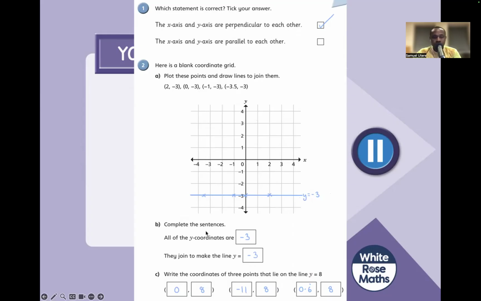And then next we're asked to complete the sentences. All of the y coordinates are -3. They join to make the line y equal -3. Then you are asked to write coordinates of these points that lie on the line y equals 8. Well, the x can be any number, but y is always going to be 8.